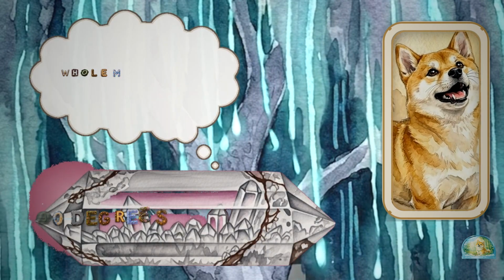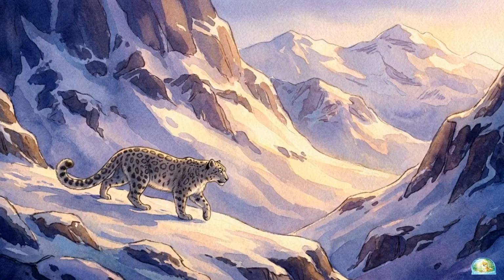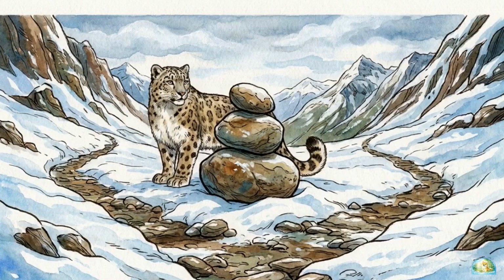Find the whole angle, then subtract the known turn to reveal the missing part. High in the sunlit ranges, a solitary snow leopard named Frost navigates the terrain. Her territory is a network of steep ridges, converging here where two distinct, neighboring trails meet at a stone cairn.